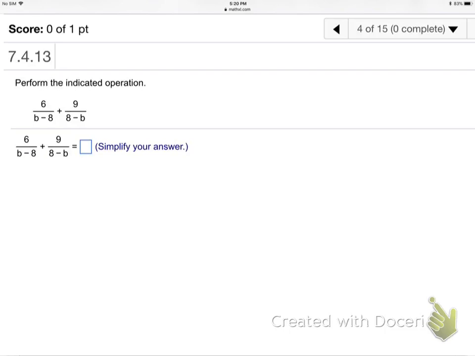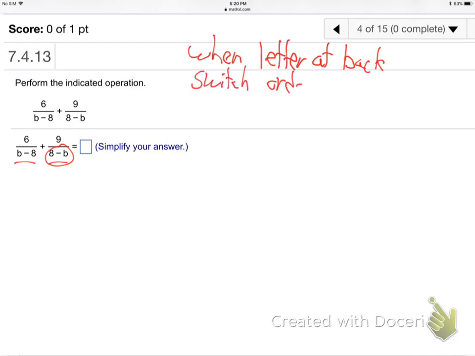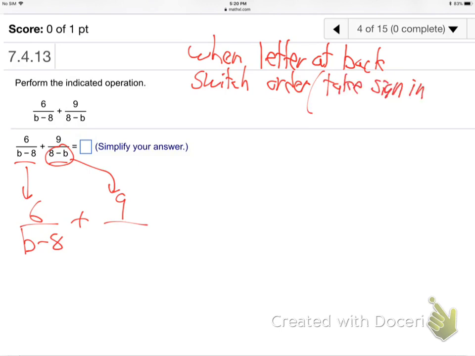Okay, so these denominators, basically, do you see the issue? This one needs to be turned around. We want the letters in the front. So when the letter is at the back, switch the order. So keep this one the same. So this is 6 over b minus 8 plus this one. Switch the order. Now, when you switch the order, remember, take the sign in front with them.